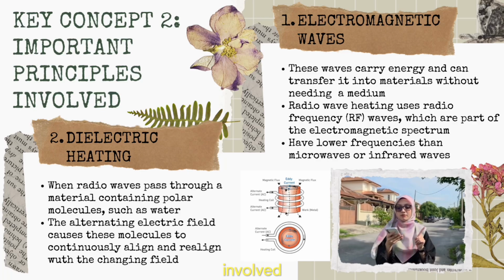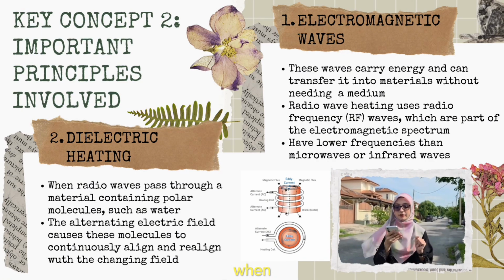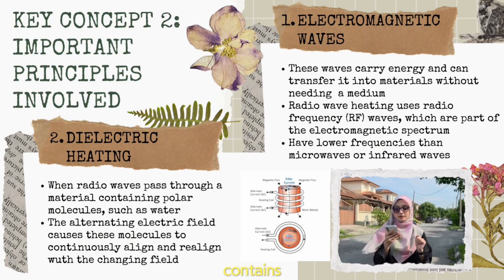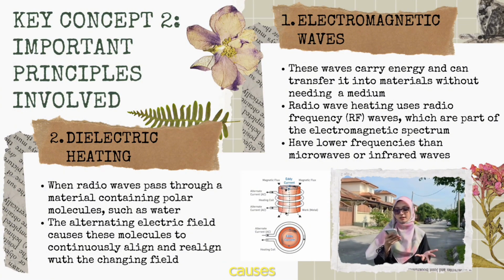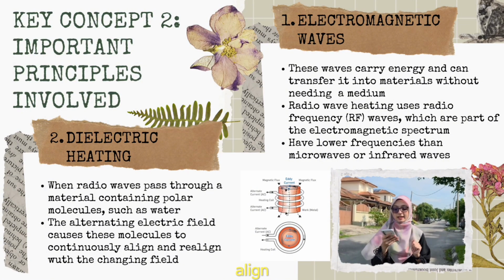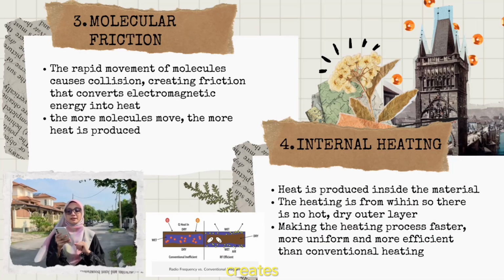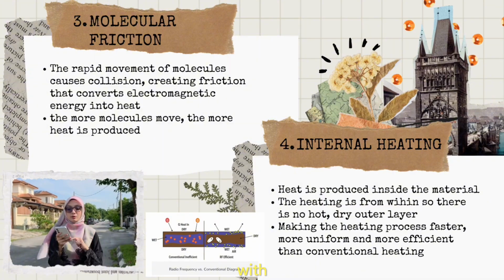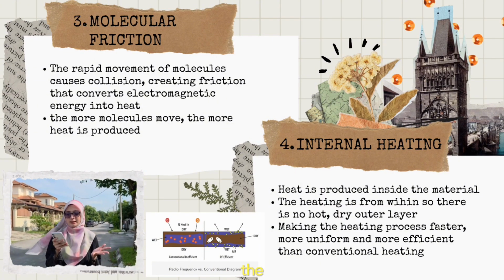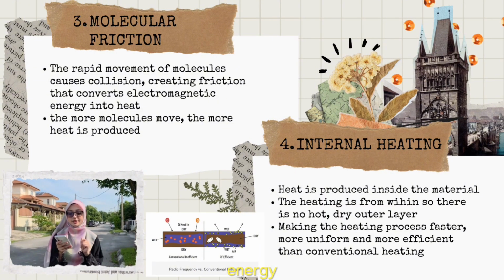Next, the main principle involved is dielectric heating. This happens when radio waves pass through a material that contains polar molecules, such as water. The alternating electric field causes these molecules to continuously align and realign with the changing field. Next, this rapid movement creates molecular friction because the molecules collide with each other repeatedly. As a result, the electromagnetic energy is converted into heat energy. The more the molecules move, the more heat is produced.